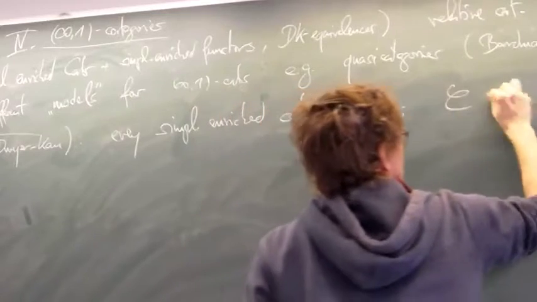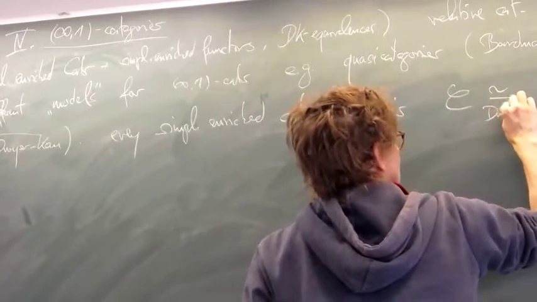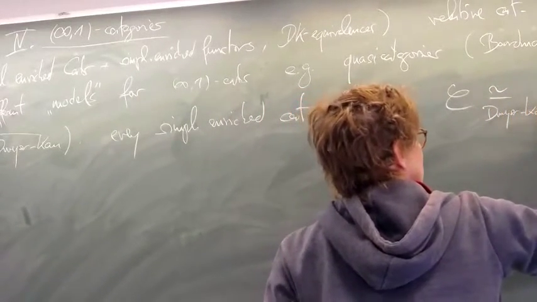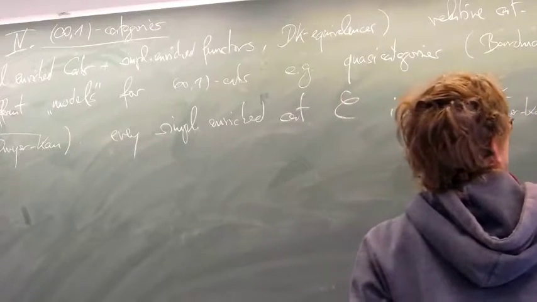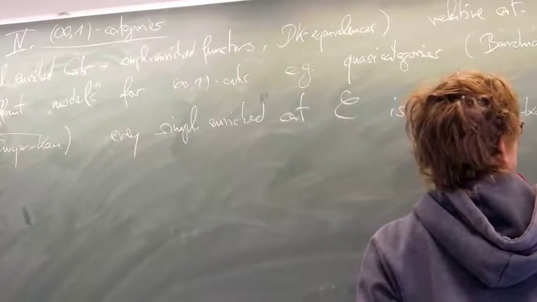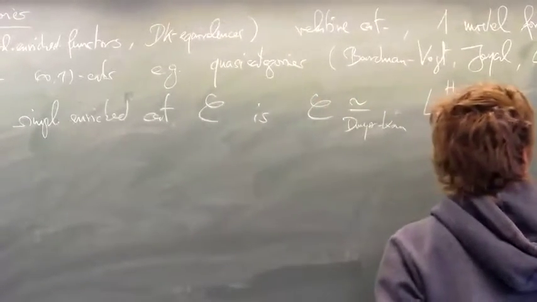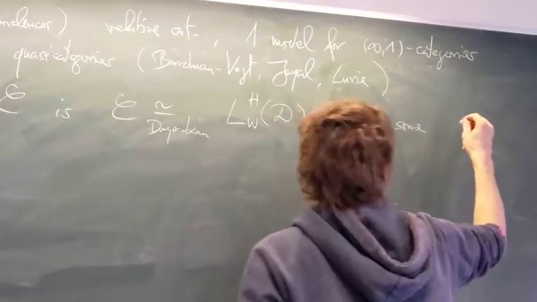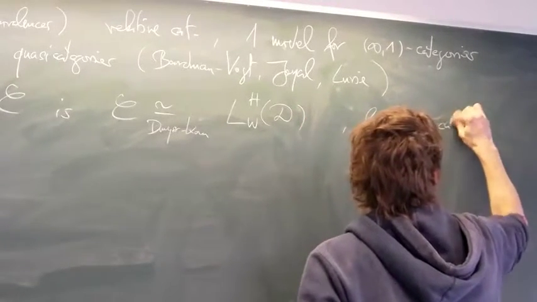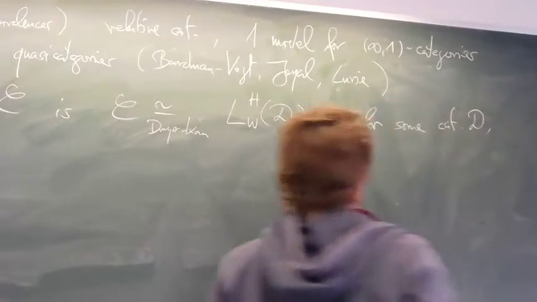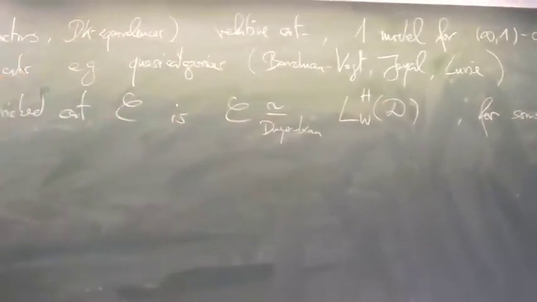Every simplicity enriched category is Dwyer-Kahn equivalent, in the sense we said now, to the localization of some other category G by some class of morphisms. Do we need some kind of presentability or? No, not for this. This is completely general infinity category theory.